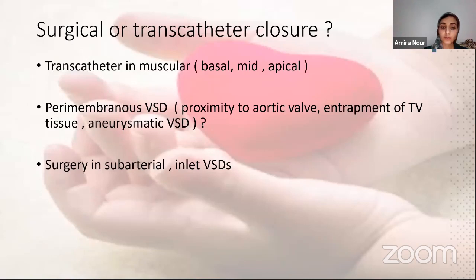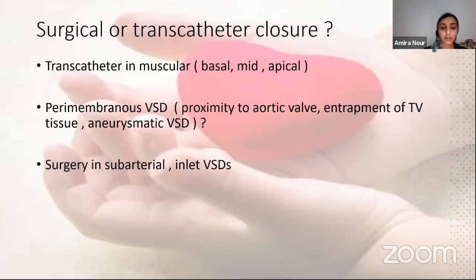And actually, certain types of perimembranous VSD can also be closed percutaneously, but with certain criteria. We want to assess its proximity to the aortic valve. If it is very near, then mostly the disc will encroach on the aortic valve. If we have entrapment of tricuspid valve tissue, or if it is an aneurysmatic VSD, it is very suitable for transcatheter closure. And now we have a lot of variable devices like multi-occluder or multifunctional devices, which can close the VSD retrogradely from the aortic side without the need of forming an AV loop, which elongates the procedure and makes it difficult.